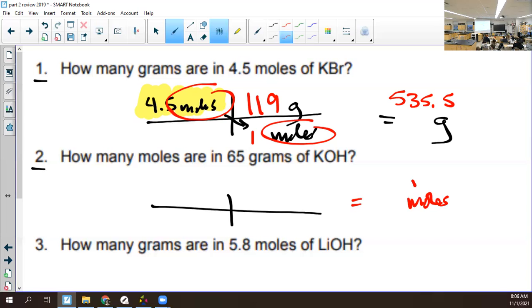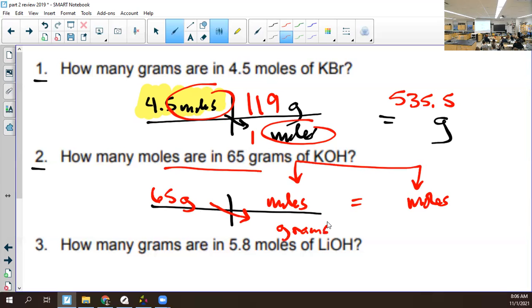Moles, which means the unit here at the end must be the unit here at the end. And what am I given to start with? 65 grams. So tell your partner what must come down here. It's grams. All right. Where do I find the number of grams per 1 mole? KOH. So I think that's 56. Check me, someone. 56. All right. So 65 divided by 56.